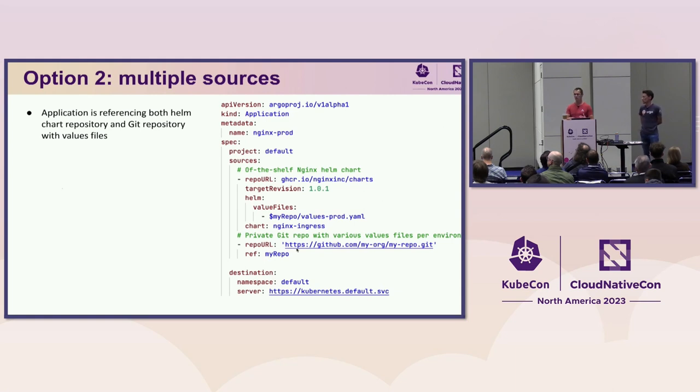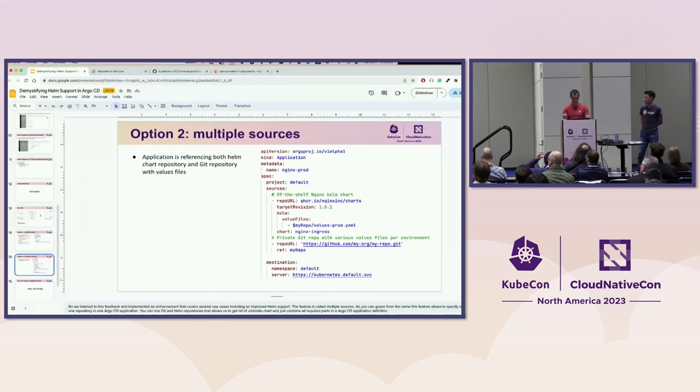Argo CD behind the scenes will take care of extracting the content of the Helm chart. It will download the repo, and it will make files of this private repo available to the helm template command. And that's pretty much the feature that I'm going to demonstrate right now. You will see how you can use Argo CD to deploy an application like that.